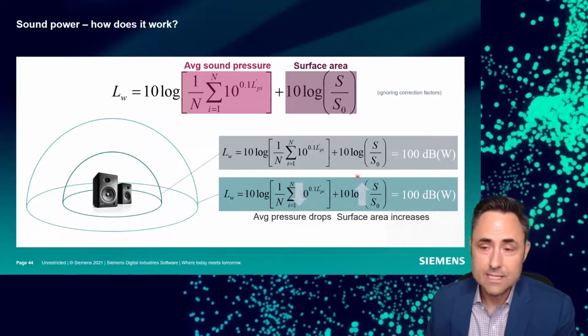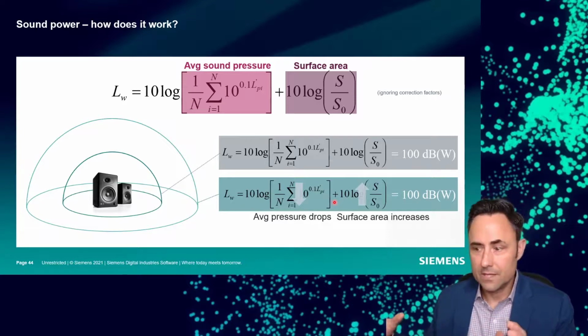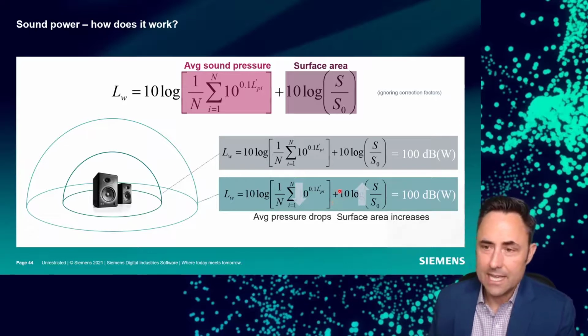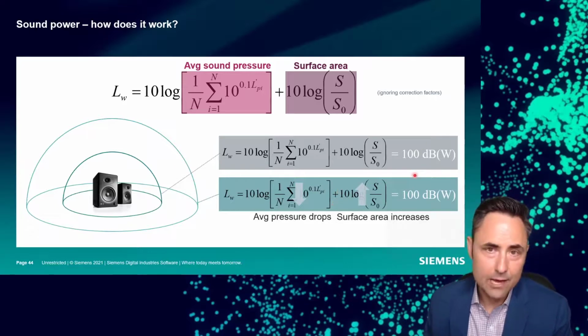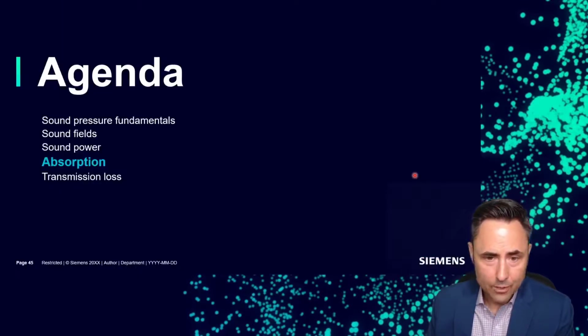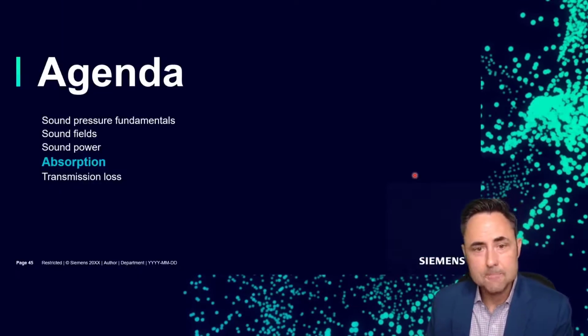This is how this calculation takes care of the location and distance away our measurements are made, so that we end up getting the same value regardless of how we measured it. Provided we follow the ISO standard and do everything correctly, we will get the same sound power value. And that's kind of how this whole thing is set up. Okay, so that's sound power and why and how we might use it.